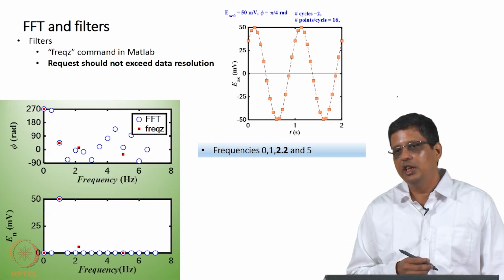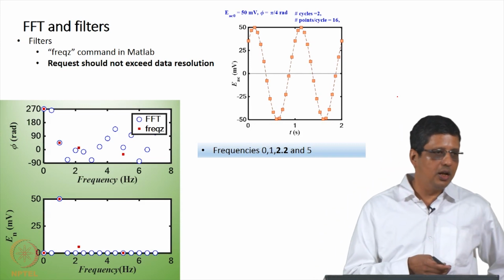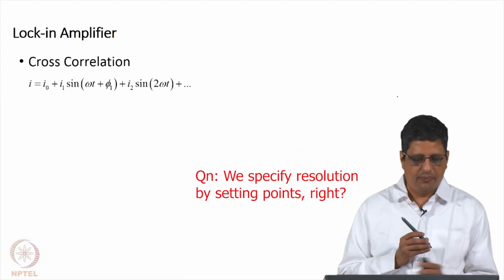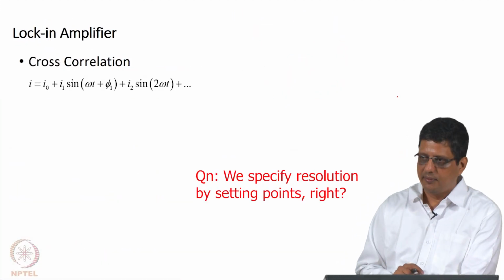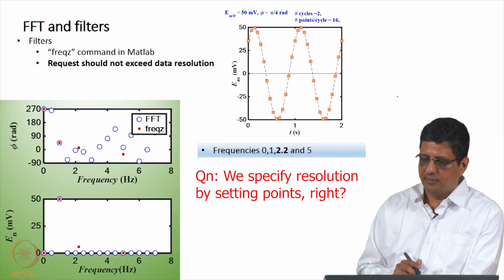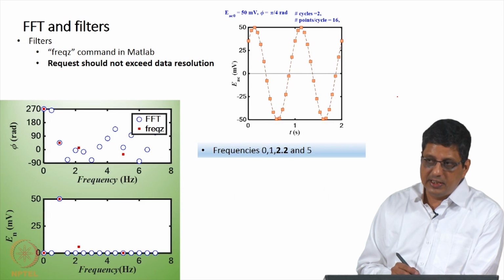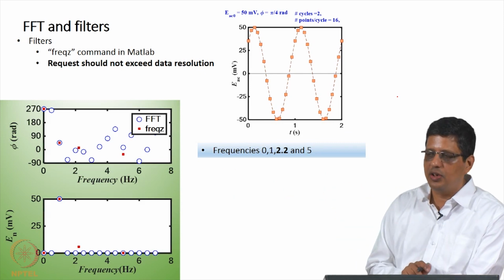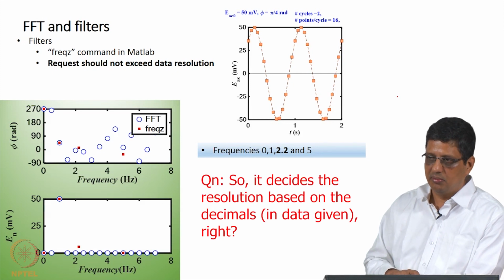If you do this filter, it will give you an answer, but you will get a wrong answer, and you will not get any flag or indication saying you have a problem. So, for the freq, you specify the resolution by just setting points, right? As in, you do not specify resolution, you tell it these are the frequencies at which I want the power, magnitude and the phase. So, it will decide the resolution based on the decimal? It does not decide the resolution.